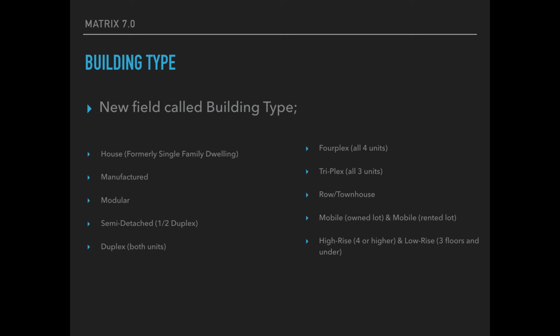The rest of the options under building type are manufactured, modular, semi-detached or half duplex, duplex, which indicates the selling of both units, not just the one, fourplex, again selling all 4 units, triplex, once again selling the 3 units, row house, mobile owned or mobile rented, and finally a new entry into capturing building types, and this is exclusive for apartment subtype listings, which are the high rise and low rise. And as you can see, we have indicated how many floors are considered either a high-rise or a low-rise.